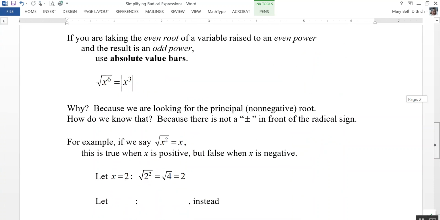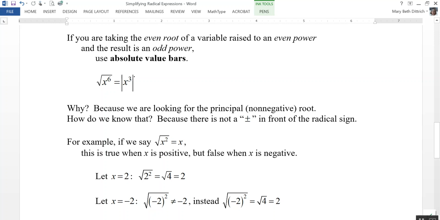So here's another interesting rule. If you are taking the even root of a variable that's raised to an even power, and the result is an odd power, we have to use absolute value bars. For example, the square root of x to the 6th is the absolute value of x to the 3rd. I'm taking an even root, a square root, my index is 2, of an even variable raised to an even power, my x is raised to the 6th, and the answer for that would be x cubed, which is an odd power. I need to use absolute value bars.